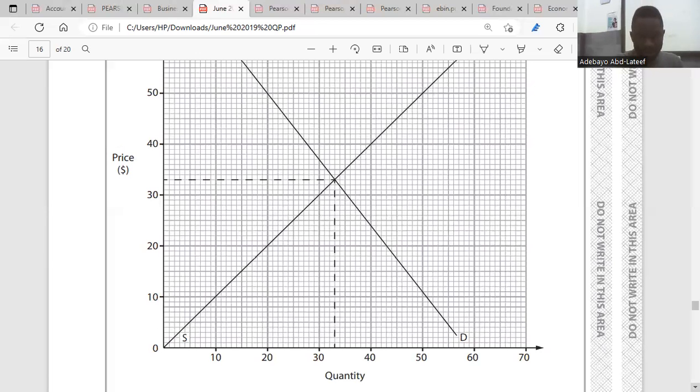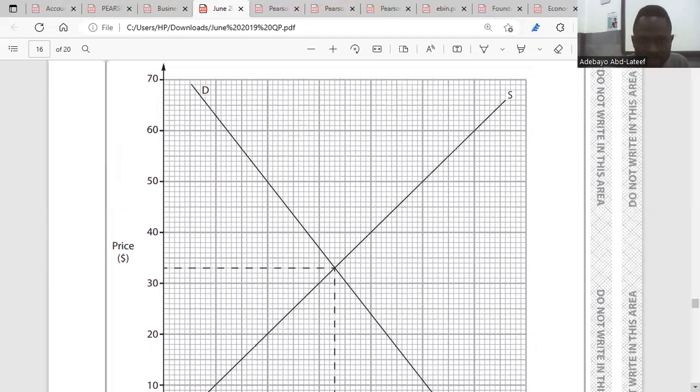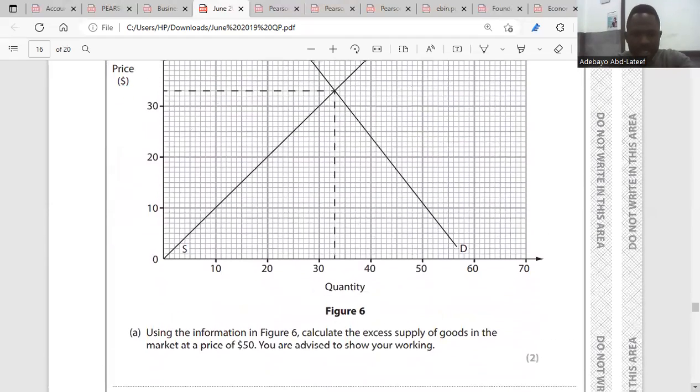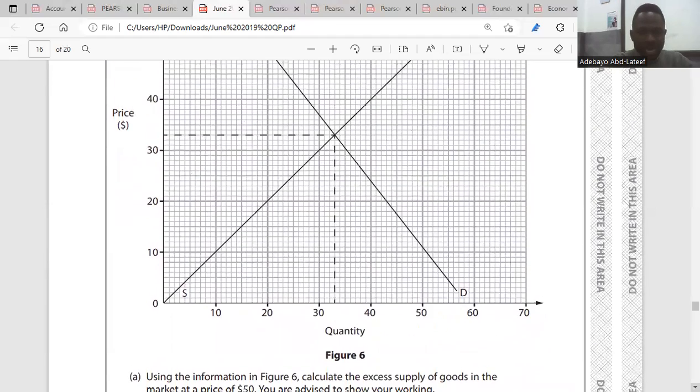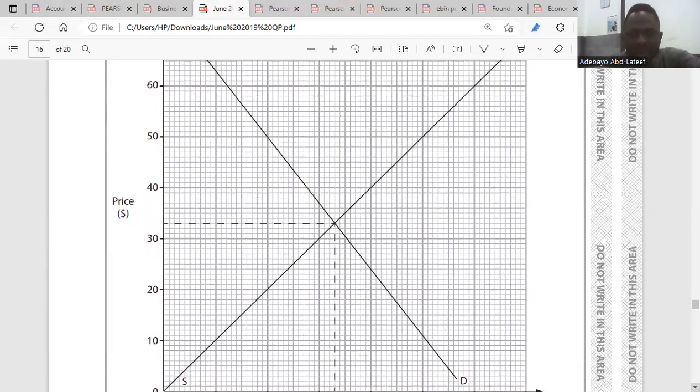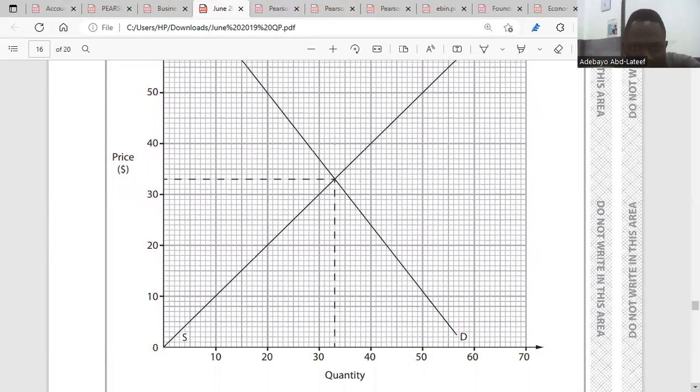So we're talking about excess supply, right? They gave us a price. They said if the market price is 50, calculate the excess supply. Now the market price is at 50. The difference is from where the price is 50 to 20 here, right? So the difference between them is 50 minus 20, which is 30. So excess supply is what? 30. Is it clear, please?